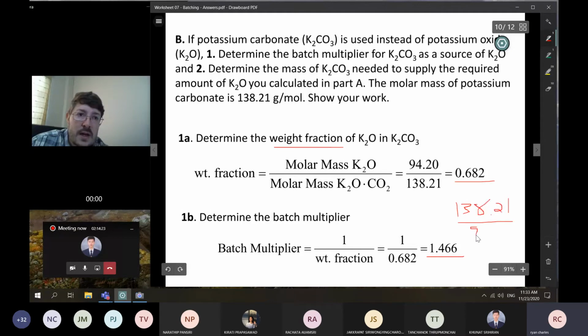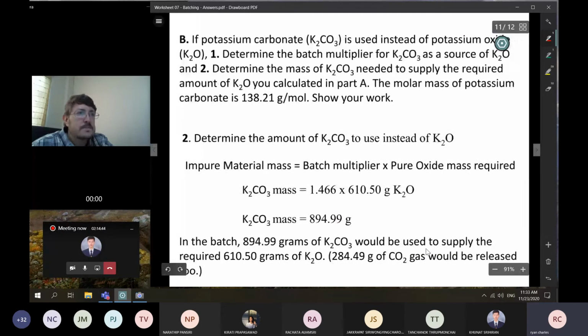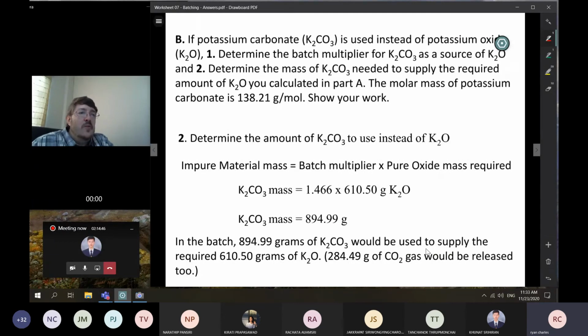You could get the same number by doing 138.21 divided by 94.2. But if I showed you that, it doesn't make any sense why you would do that. So you do it this way: get the weight fraction, and 1 over the weight fraction is the correction factor, the batch multiplier. That's easier for people to follow. All right, how much do we need now?